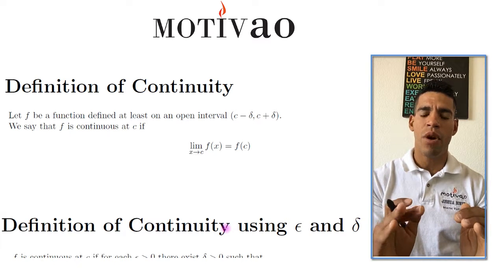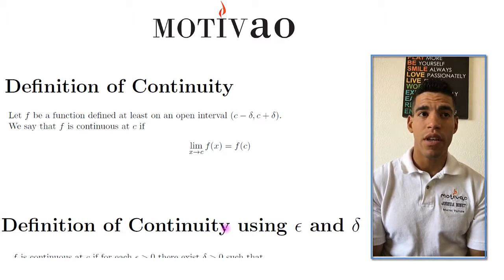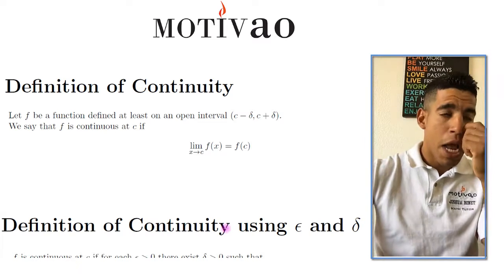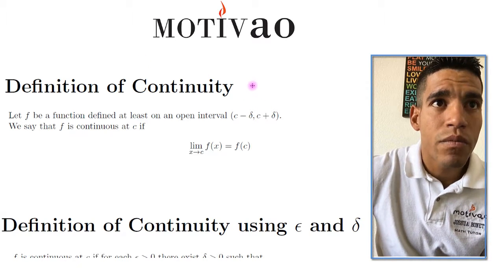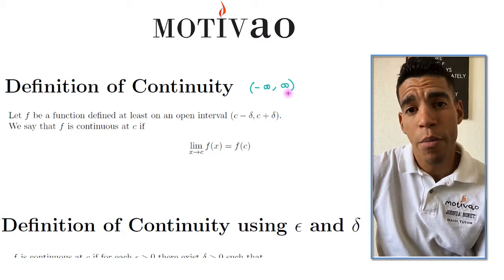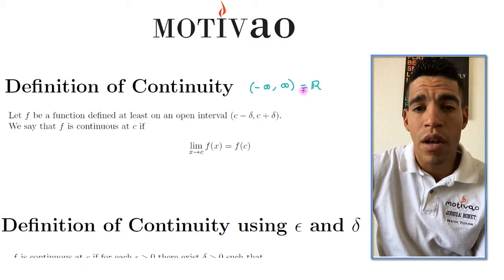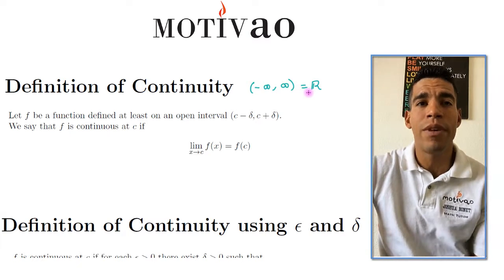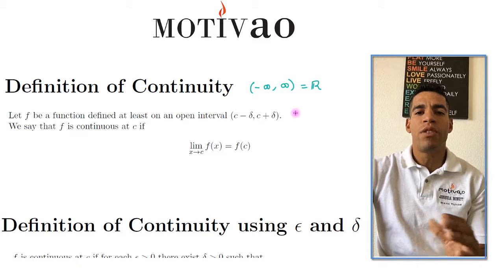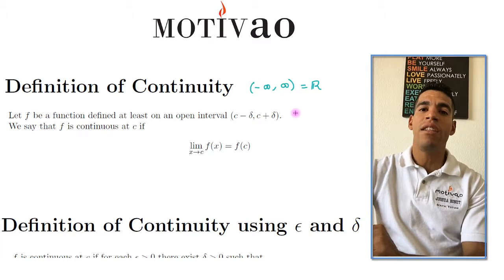Now you can say, well, can functions be continuous everywhere? Well, of course, the open interval could be minus infinity, infinity, and those are open intervals, and that's equal to the real set, right? The set of real numbers. So it's just stating that it doesn't have to be continuous everywhere unless c is inside that interval.